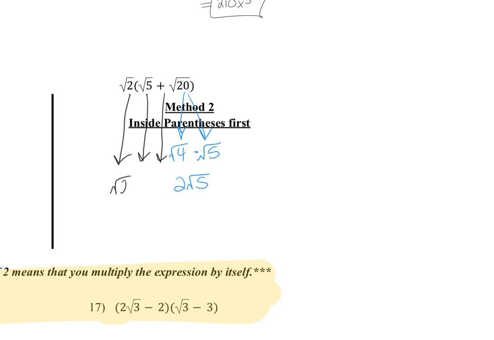We didn't touch the square root of 2 on the outside. We didn't touch the parenthesis. We didn't touch that first square root of 5 or the plus sign. Now that they're like terms, now we can combine. Remember, there's really a 1 in front there. So we have square root of 2 times 3 square root of 5.